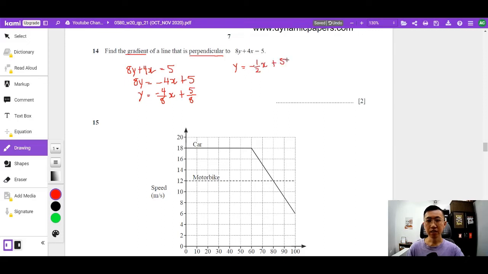X plus 5 over 8. Okay, that is not the answer yet. You know that your gradient right here is in front of x. Okay, y equals mx plus c. So this is your gradient, negative half.